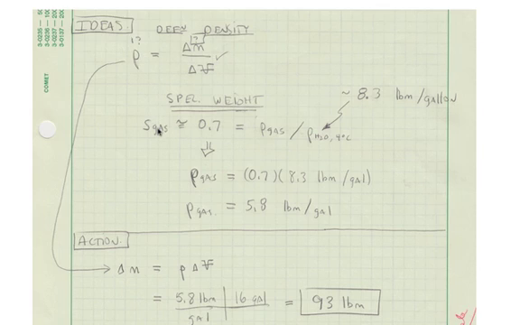So I start with the definition of specific gravity: the density of gasoline over the density of water. And I recall that the specific gravity of gasoline is about 0.7. It's very straightforward then to calculate that the density of gasoline is 5.8 pounds mass per gallon.